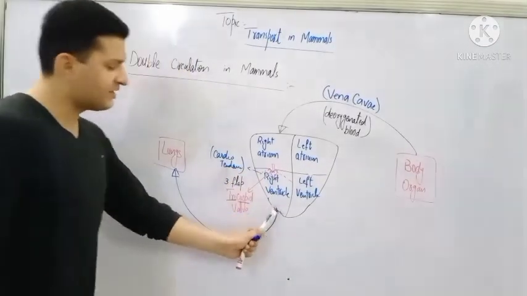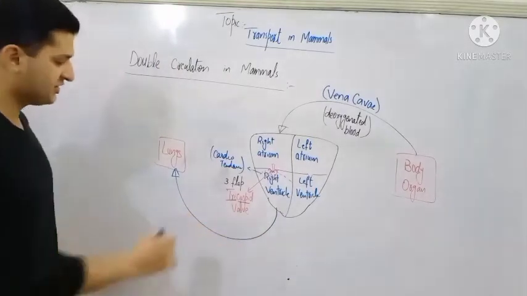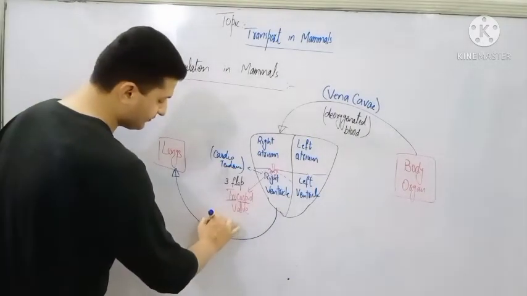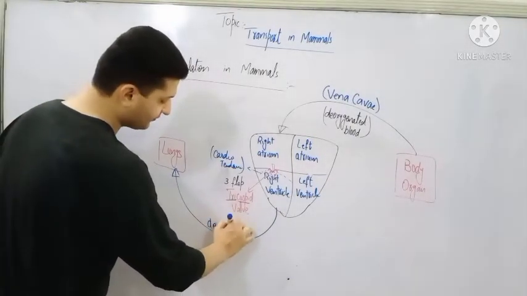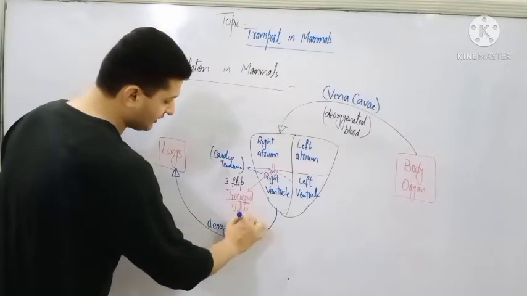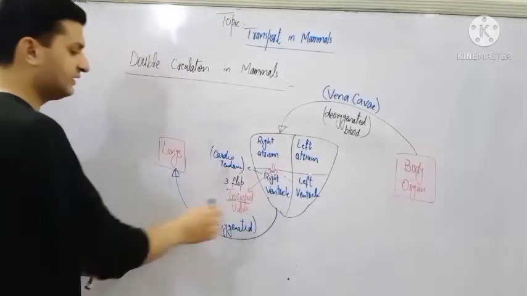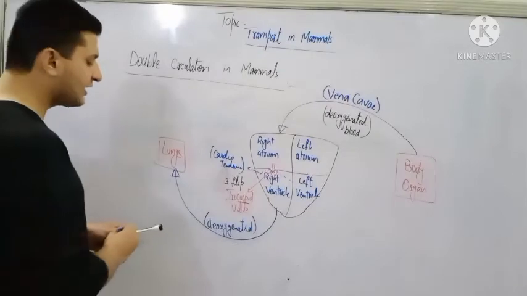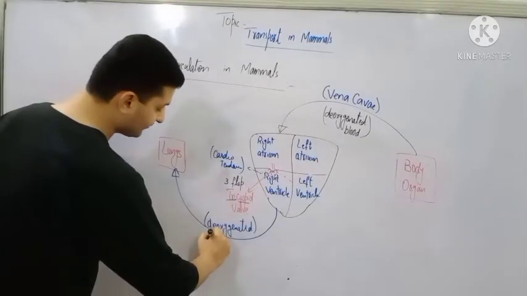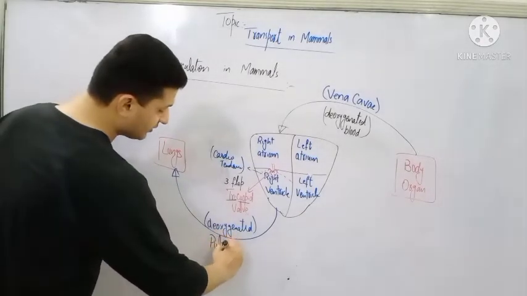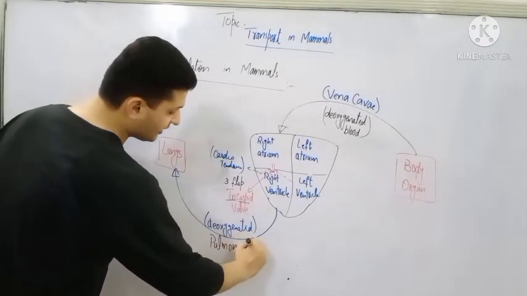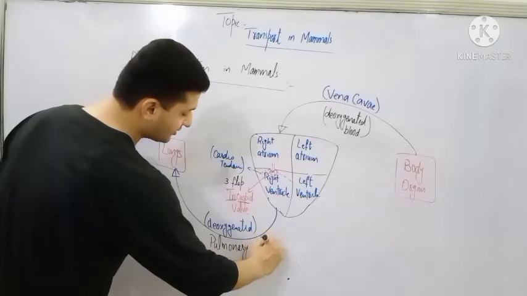Now from the right ventricle the deoxygenated blood moves to the lungs, and the artery which carries this deoxygenated blood is known as the pulmonary artery or pulmonary arch.